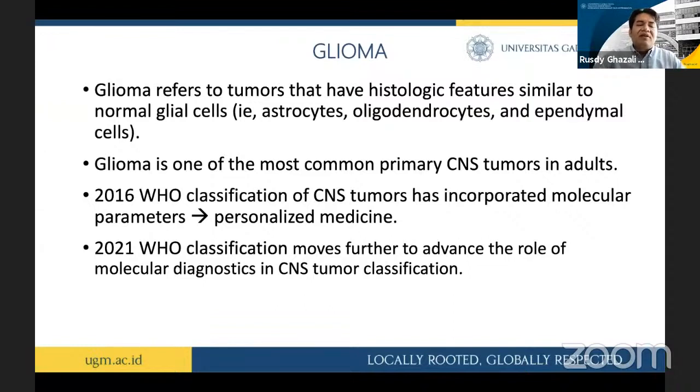As you already know, glioma refers to tumors that have histologic features similar to normal glial cells. They are divided into astrocytoma, oligodendroglioma, and ependymoma based on the cell type found in histopathology examination. This is one of the most common primary CNS tumors in adults. The new classification is the 2021 WHO classification. It's important to know that since 2016, the WHO has classified CNS tumors based on molecular parameters, opening the door to personalized medicine in neuro-oncology. And in 2021 they went even further, so the current 2021 WHO classification advances the role of molecular genetics in CNS tumor classification.